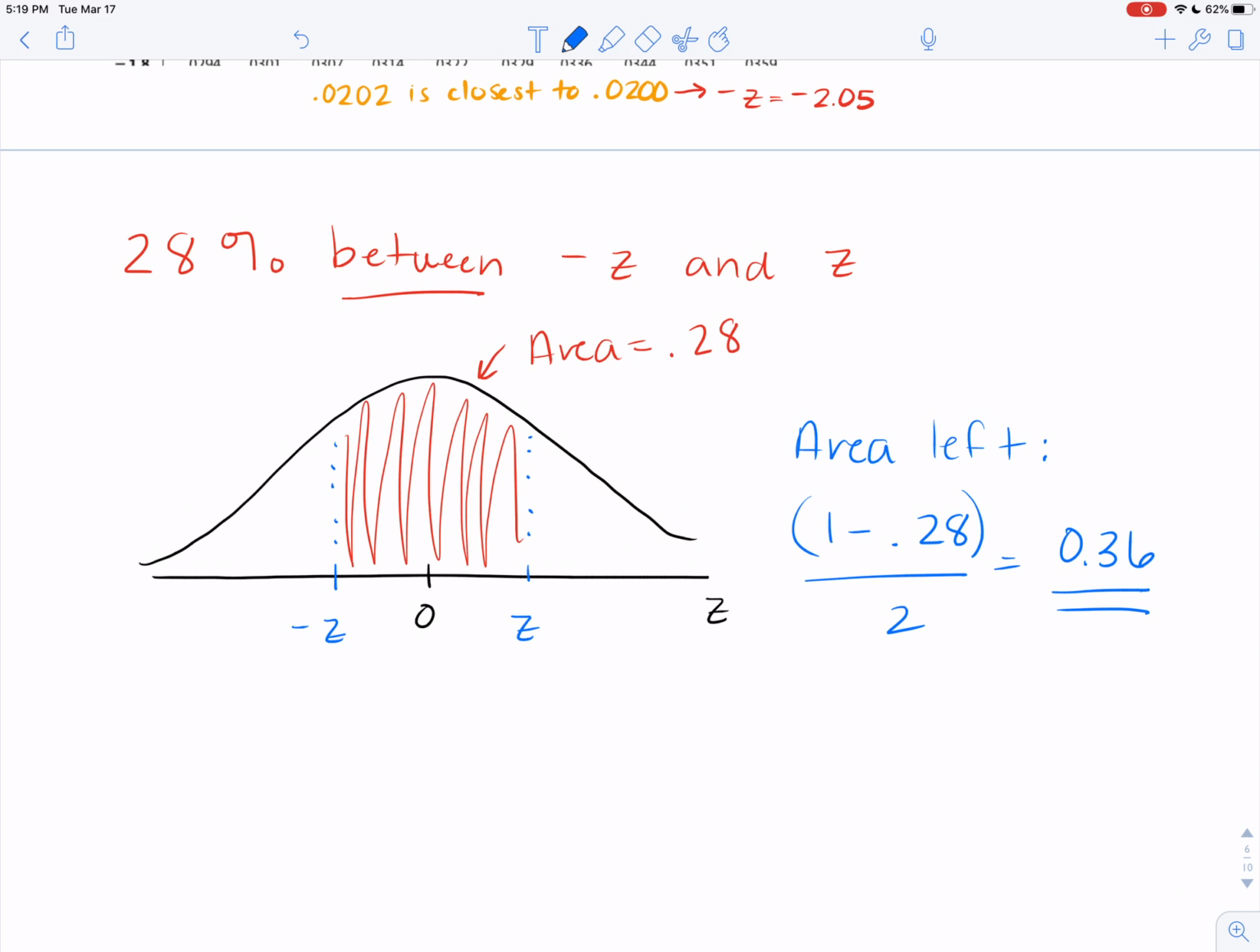All right, and again, what that does here is it tells me the area over here would have a value of 0.36. And remember, that's the big thing, if you're going to use the table, you have to be looking up an area to the left of your value. All right, so I make that switch here.